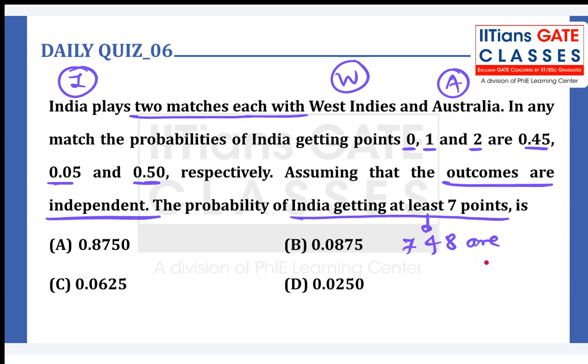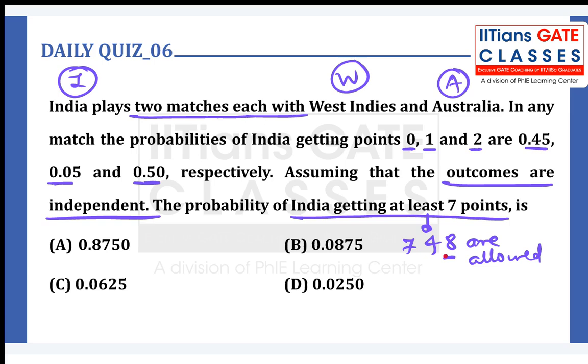Because India is playing a maximum of 4 matches, 2 with West Indies and 2 with Australia. So assuming India wins all 4 matches, it will get 2 plus 2 plus 2 plus 2, which is 8. So the maximum is 8, and 7 is also included because at least 7 is the condition they're asking.